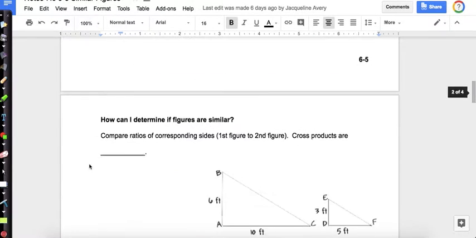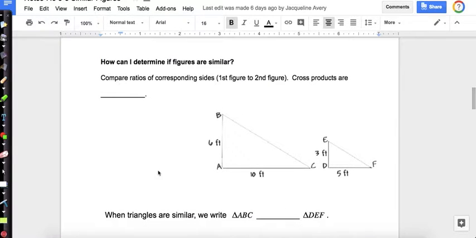How can I determine if figures are similar? So we looked at setting up two ratios, like we did before. But now I'm going to show you another way that you can do it, and it's comparing the ratios of corresponding sides. So that's what we did, first figure to second figure. The cross products are equal. So I'm going to show you how to show it using cross products.